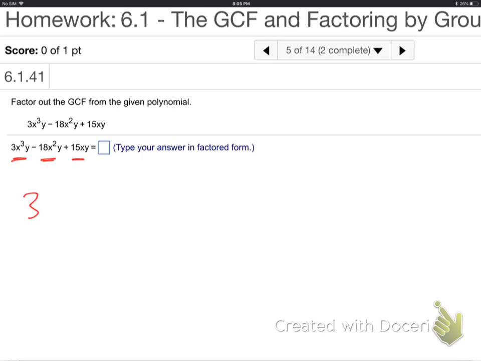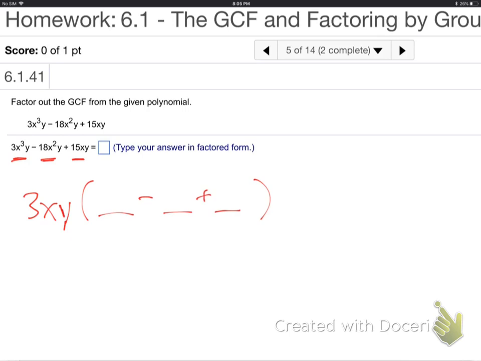Now, let's do the x and the y. Do they all have an x? Yes. Yeah, they have x in common, so take the lowest one, which is plain x, or x to the first, really. And do they all have a y? Yes. Right, they do. And what's the lowest one? Plain y. Okay, big old parenthesis, 3 terms in there.